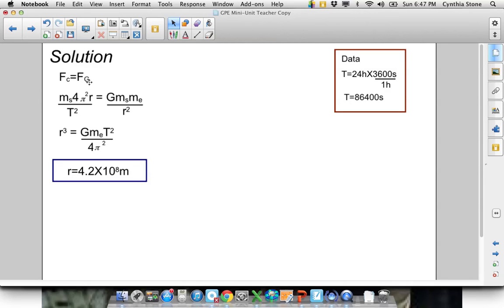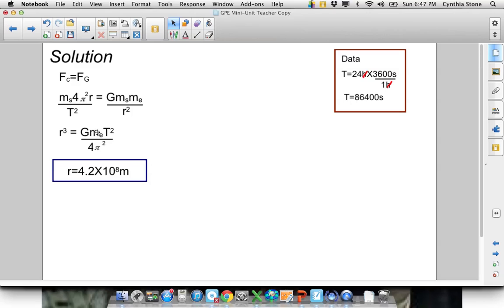Fc equals Fg. I chose the formula for Fc that has period in it. This is just one of the circular motion formulas, right? Mass times 4 pi squared r over the period squared, because we're given the period. 24 hours, by the way, is 86,400 seconds. You multiply 24 hours times 3,600 seconds in an hour, and the hours cross out, and you end up with the number of seconds in a day.